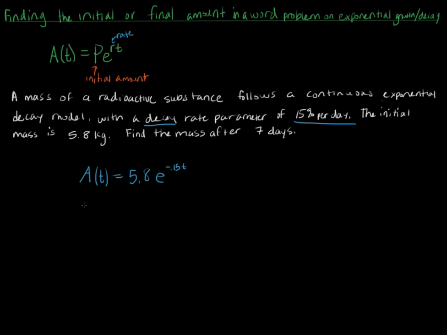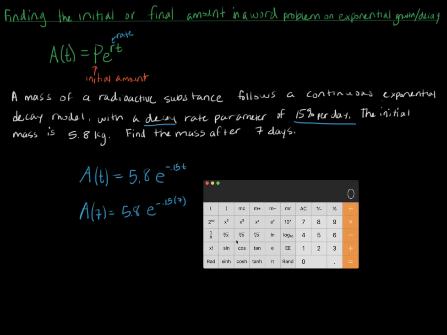Now we want to find the mass after 7 days. So A of 7 is equal to 5.8 times e to the negative 0.15 times 7, and then we just need to put that in our calculator. So we would get, let me do this backwards, negative 0.15 times 7, e to that power, and then times 5.8.